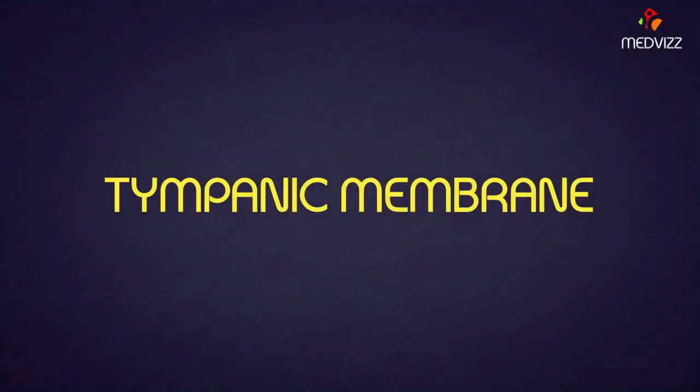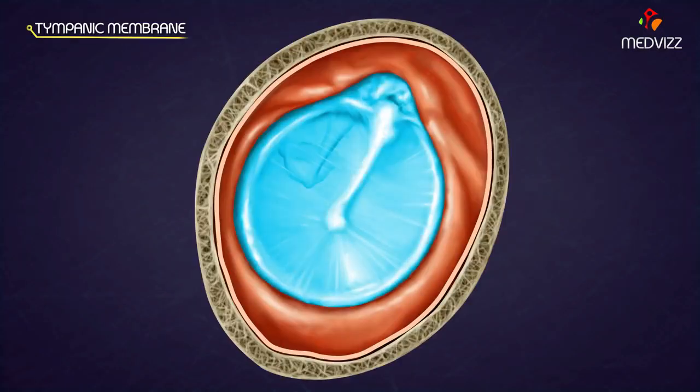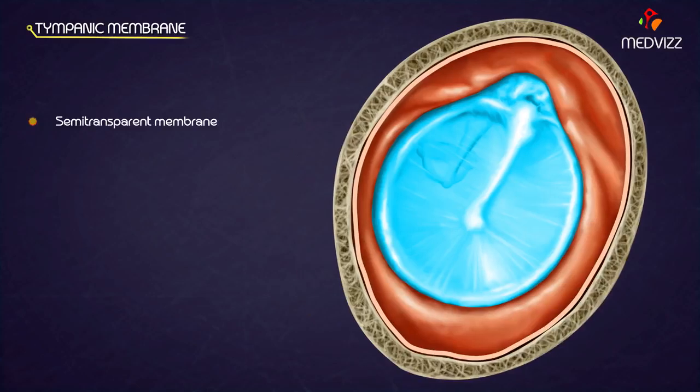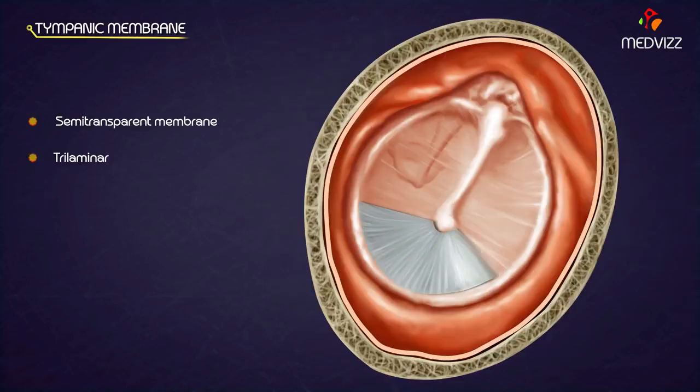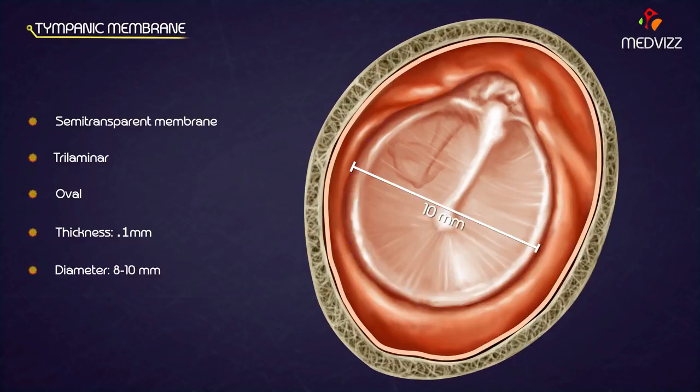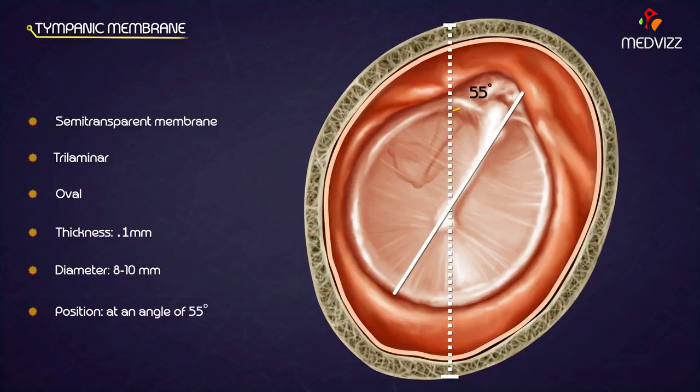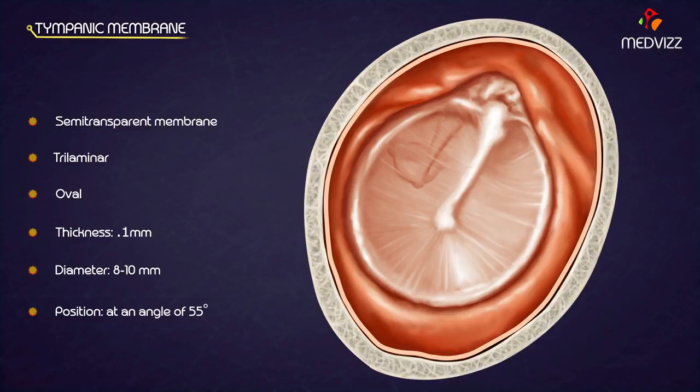Tympanic membrane. The tympanic membrane, or eardrum, is a thin, semi-transparent membrane which separates the external from the middle ear. It is trilaminar, oval, and is 0.1 millimeters thick. It is about 8 to 10 millimeters in diameter. It is positioned obliquely at an acute angle of around 55 degrees. The membrane forms a fibrocartilaginous ring that is attached to the tympanic plate.